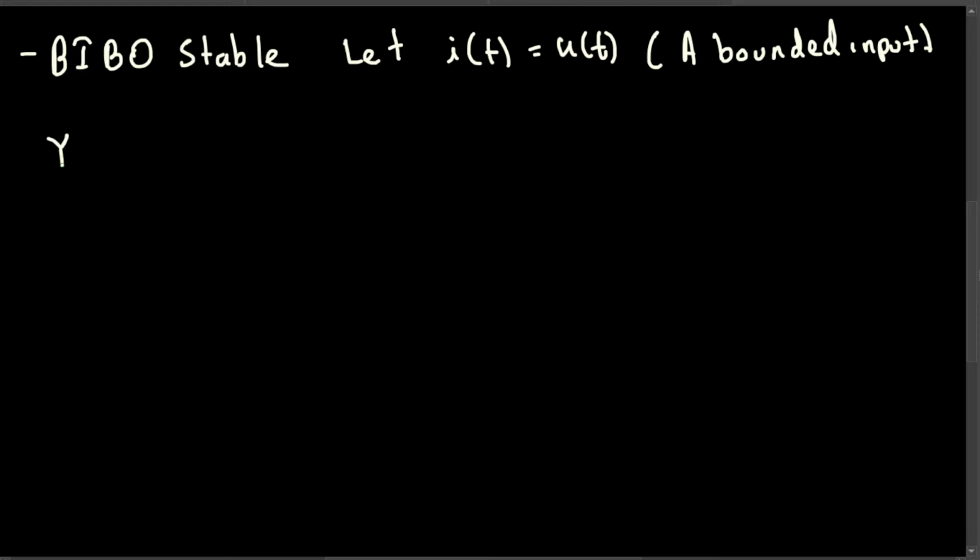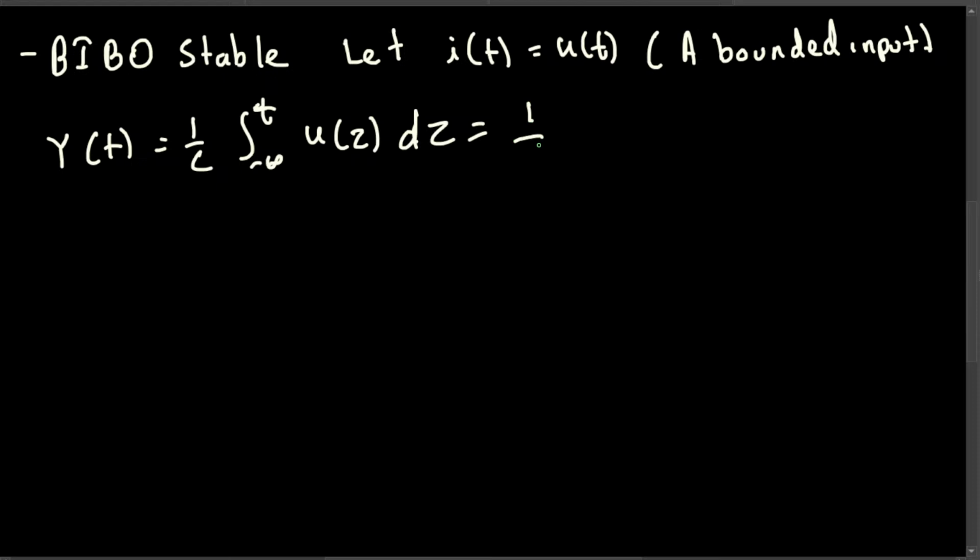Now let's look at the example. y of t is 1 over c integration from negative infinity to t, and instead of i of tau, I'm going to put u of tau, because we want to input a bounded input in order to see if it gives a bounded output. If it gives, then it's bounded input bounded output stable. If it's not, then this is not a BIBO stable system. So here I'm applying u of tau instead of i of tau, and then d tau.